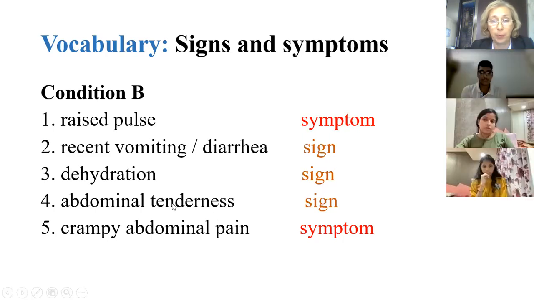Because of course the patient. I'm not sure about vomiting and diarrhea. I think it's a symptom because this is very visible. Yes, ma'am, the second one is a symptom, of course. But dehydration, for example, the patient sometimes can't recognize this condition, and only doctors can see this.